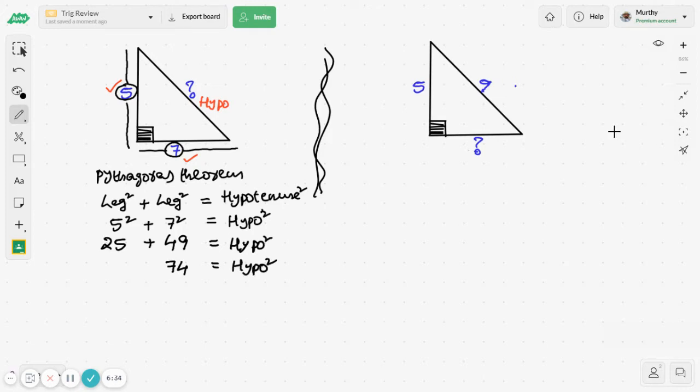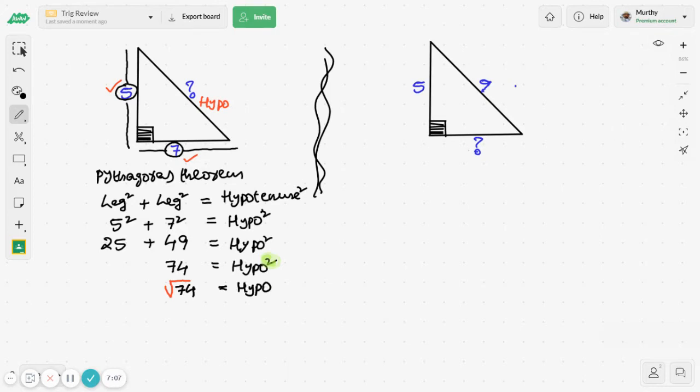Majority of the students leave it as it is. But the point is, you have to eliminate the square part. The inverse operation of square is the square root. Therefore, the value of the hypotenuse is equal to the square root of 74.